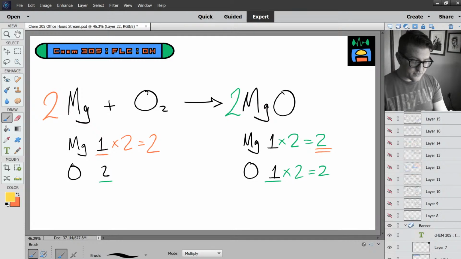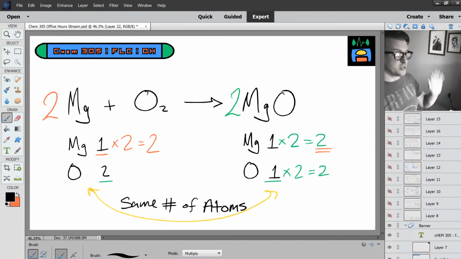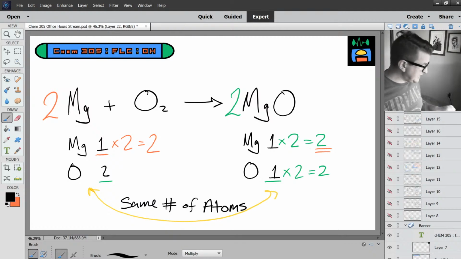They always have to be the same number of atoms of each atom on both sides of the chemical equation. But that's something that we'll get to a little later. Again, I believe we'll get there in chapter 6.